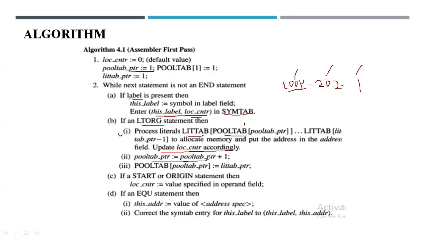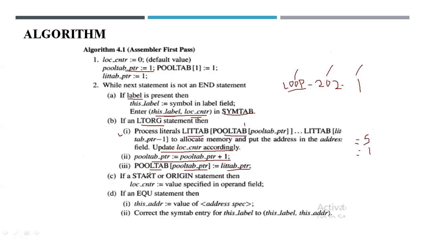How to update the location counter? The pool tab is incremented by 1 because the next pool will come into the picture. The entry of the pool table, how? The pool tab at bracket pool tab underscore pointer is equal to the literal tab pointer. Whatever the literal tab pointer is, that will be incremented and added here. In this way, equal to 5 will get an address allocated, and equal to 1 will get an address allocated.